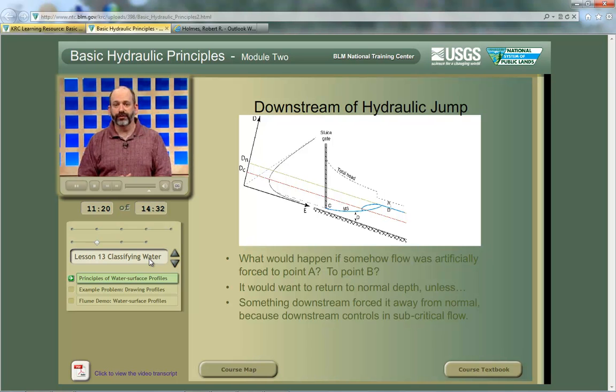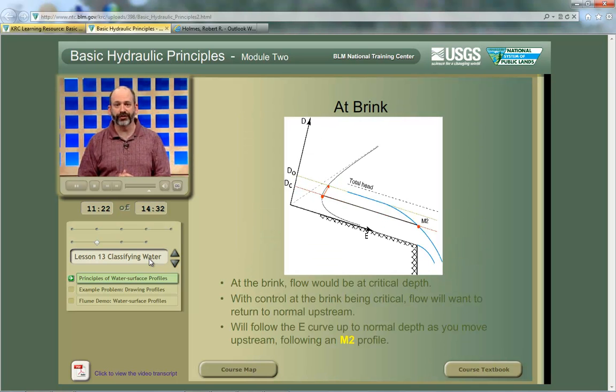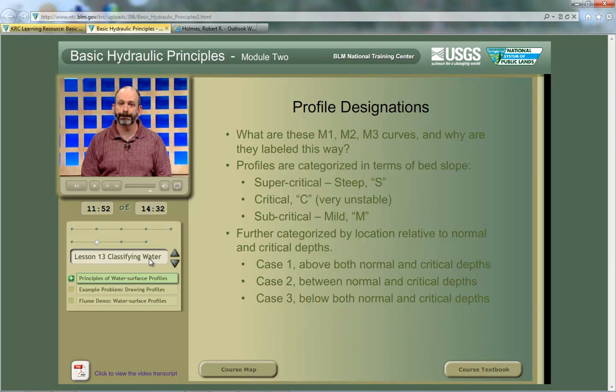Well, we have such a situation occurring because flow goes over a brink at the very downstream end. And at the brink, flow would be at critical depth. We've talked about that in earlier lectures. With control at the brink being critical, flow would want to return to normal as you proceed back upstream. And it would want to follow the specific energy curve up to the normal depth as you move upstream. And this is what we call an M2 curve, or an M2 profile.